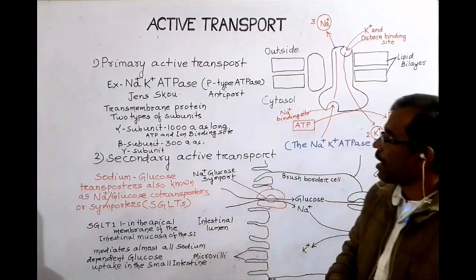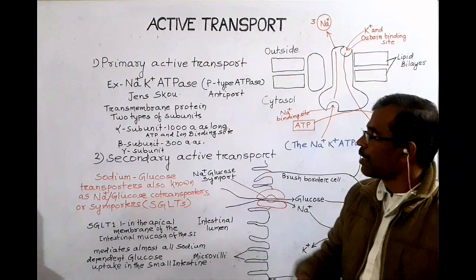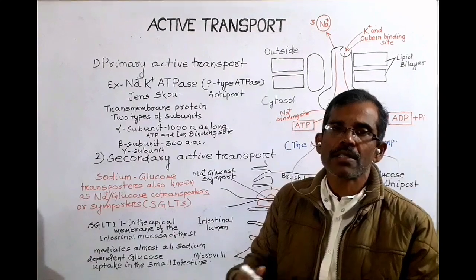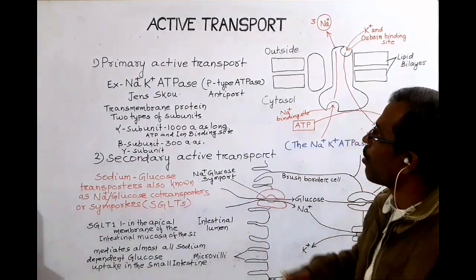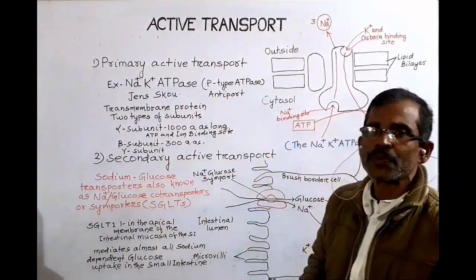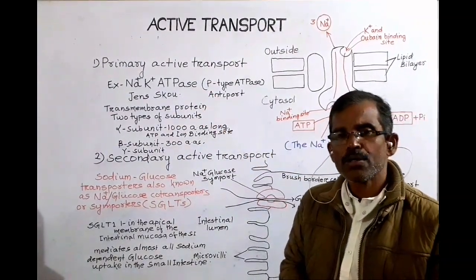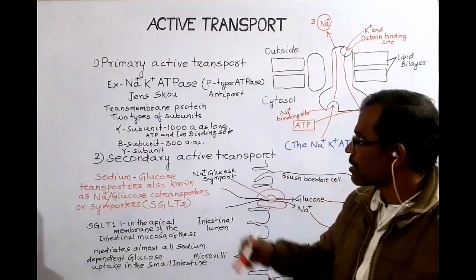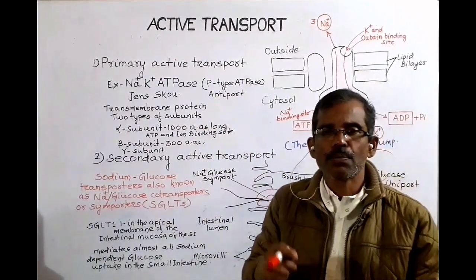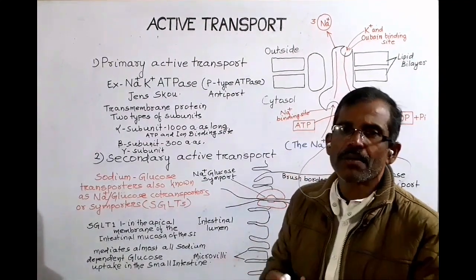Active transport can be divided into primary active transport and secondary active transport. In primary active transport, energy comes directly from the hydrolysis of ATP. An example of primary active transport is Na+ K+ ATPase. This is also known as the Na+ K+ pump or sodium pump. Na+ K+ ATPase is a P-type ATPase. It is an antiport because sodium and potassium ions are transported in opposite directions.